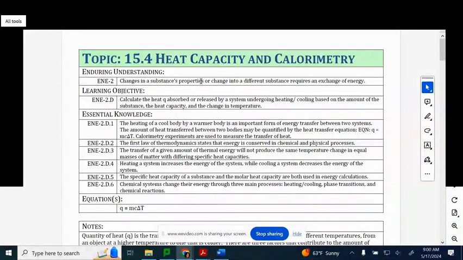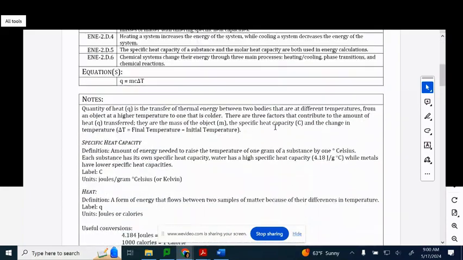We are going to be talking about heat capacity and calorimetry. And you are going to do a lab on this on Monday. And then on Tuesday, you'll have your quiz on this section.